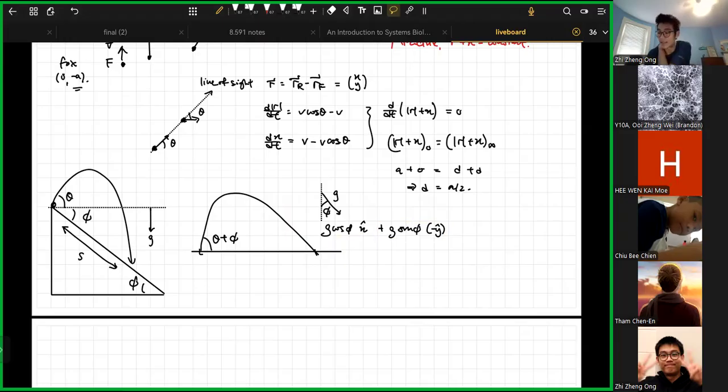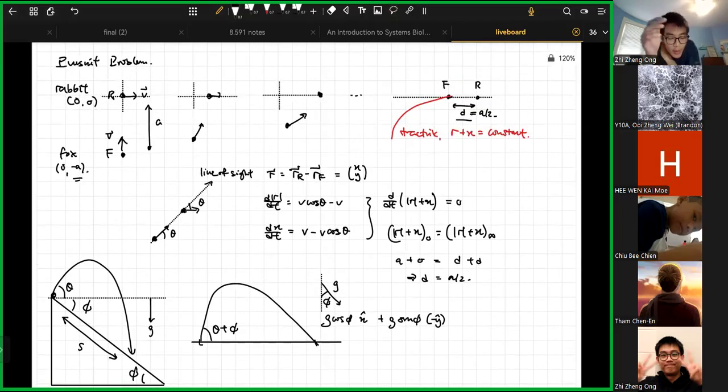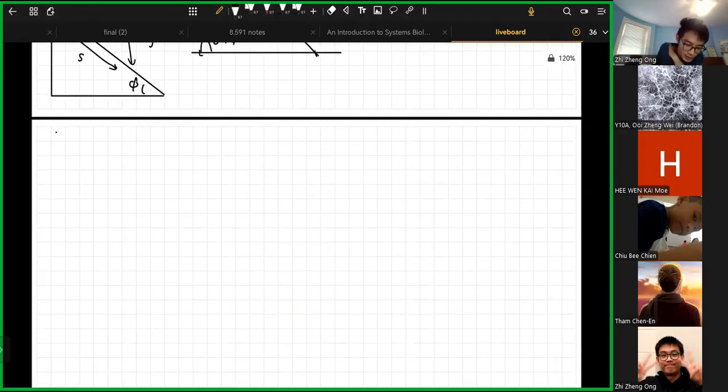Okay, last thing. Trajectories. I think the reason I put a pursuit problem there was because I wanted to segue into trajectories, which are paths traced out by objects. So, last thing, paths traced out by objects.